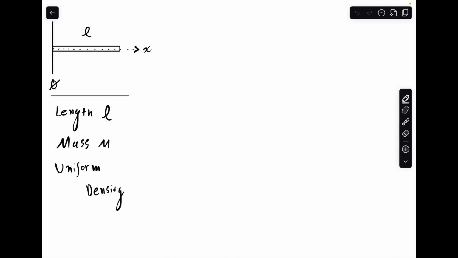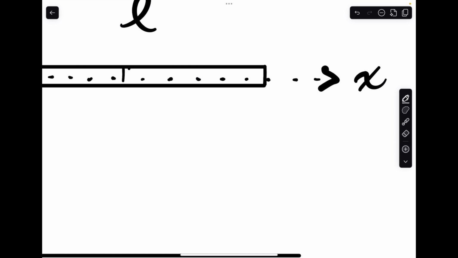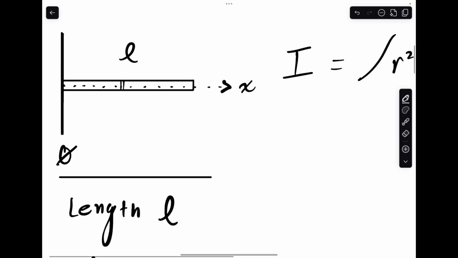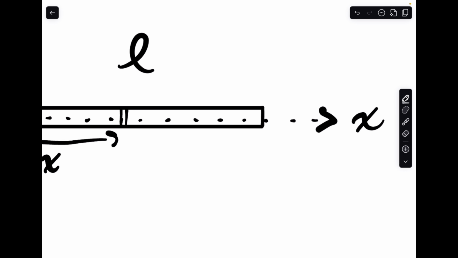So we know that rotational inertia for objects that are not point masses is r squared dm. But now we need to visualize, well, what is dm, right? So let's zoom in here. Here I'm going to pick out this little segment that is x away from the 0 point on the x-axis, and we're going to call that little point dm.